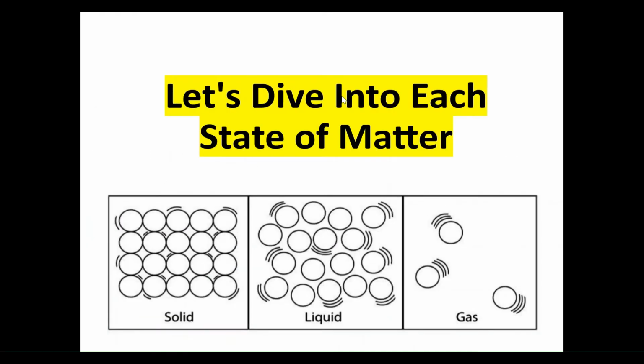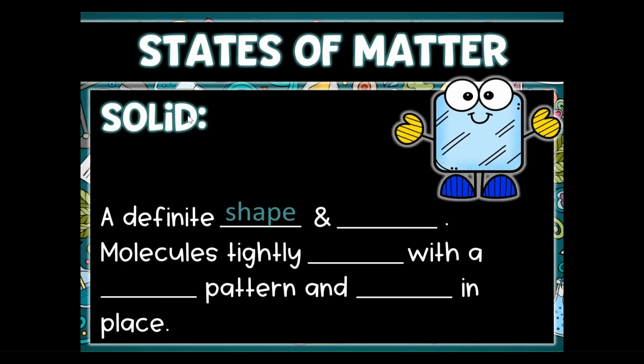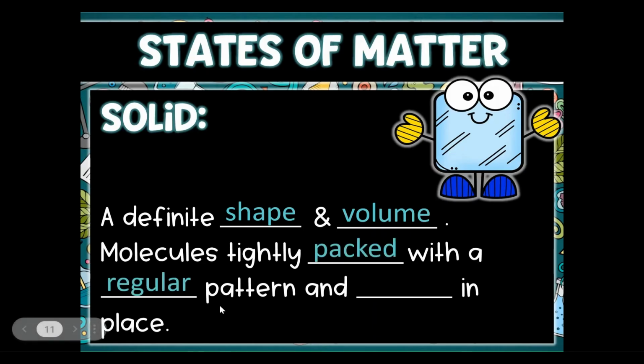So, let's dive directly into each state of matter, and we'll focus first on solids. So, solid, like this guy right here, he's a little ice cube. Solids have a definite shape and a definite volume. So molecules are tightly packed with a regular pattern and they vibrate in place. So what does this mean?